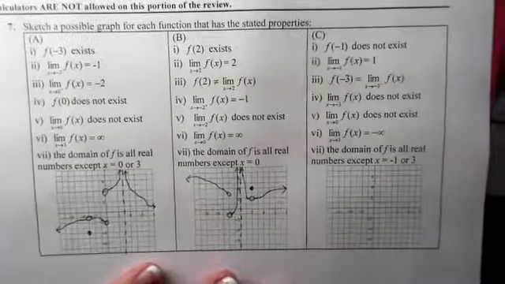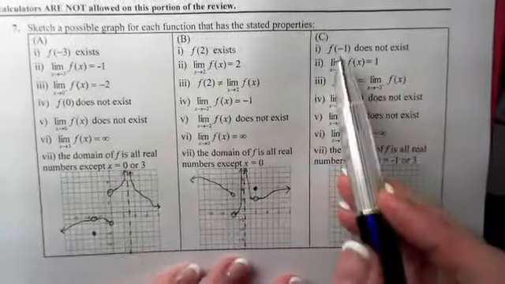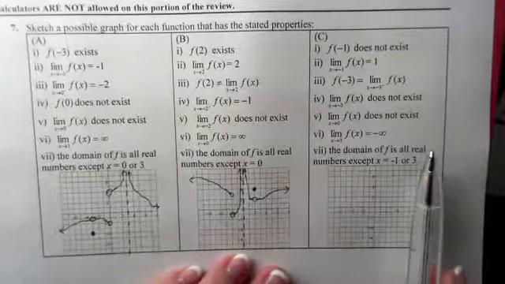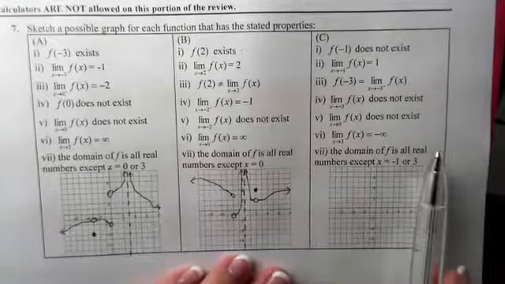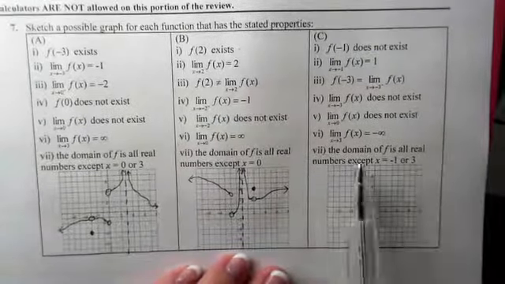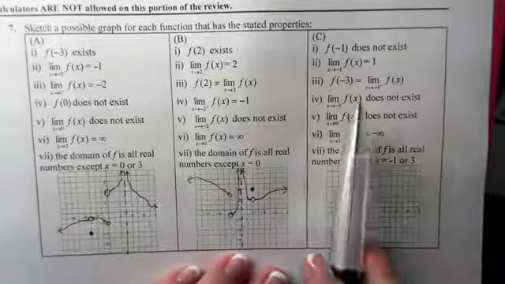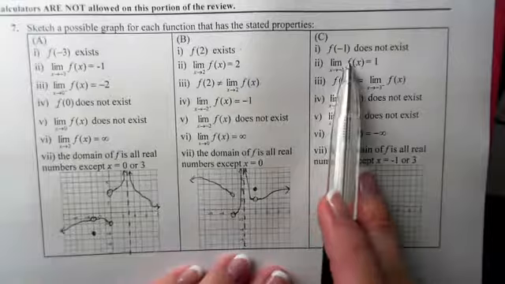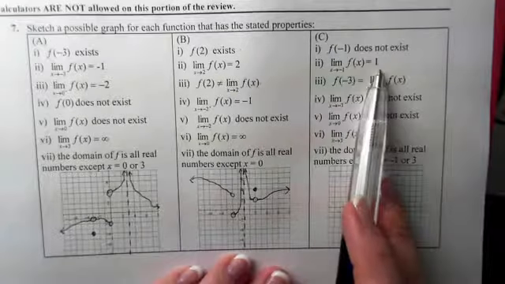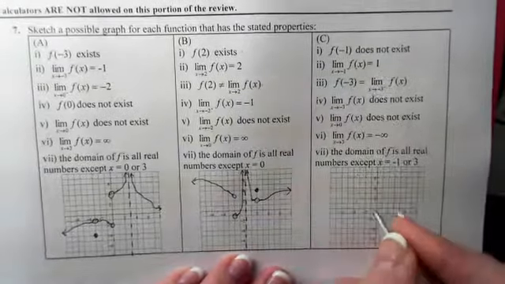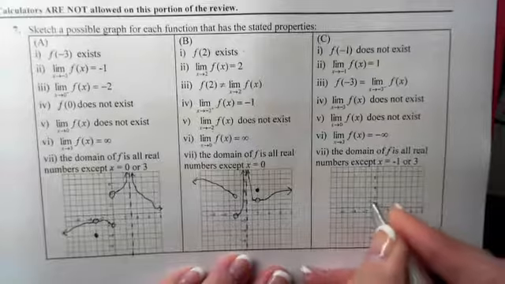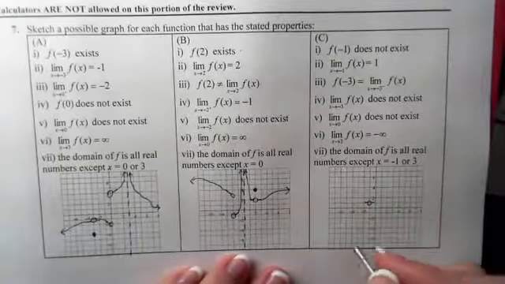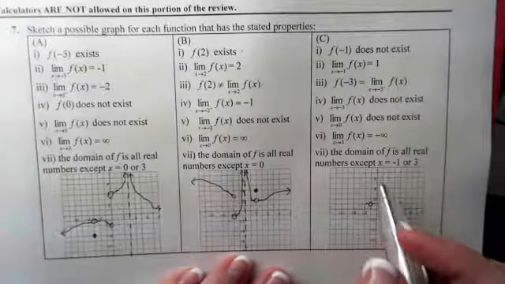Final one, part C. f of negative 1 does not exist. That means if I drag a vertical line through this, it had better not cross your graph when x is negative 1. The next statement says, as I'm approaching negative 1 from both sides, my outputs, or my y-coordinates, are getting close to 1. So buried in the problem, I've got the point negative 1, 1, and I'm getting there from both sides. So I put a little bit of tail on both sides.